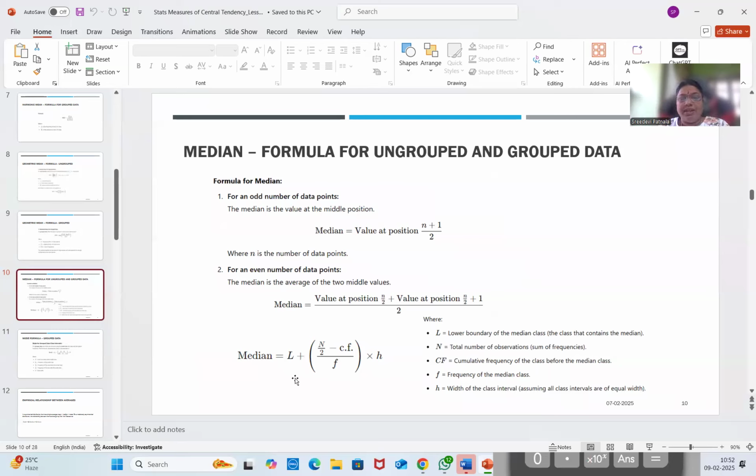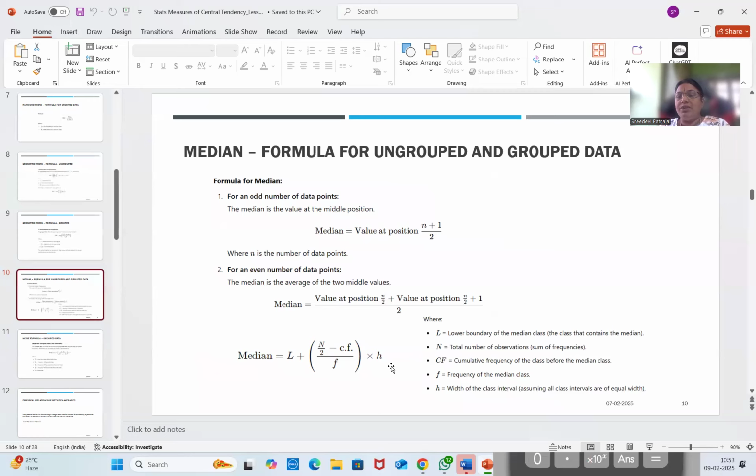And for grouped data, this is the formula. L plus n by 2 minus cumulative frequency by frequency into H. So this is what I am telling. In your means, you have done the midpoints exercise. You did exercise for mean, geometric mean, arithmetic mean for grouped data, harmonic mean. Whereas when it comes to median, you don't go with an xi, you will go with a cumulative frequency.